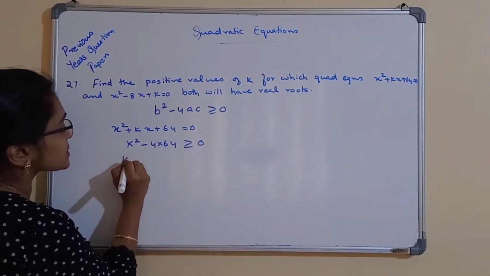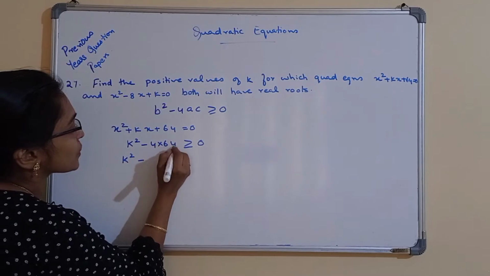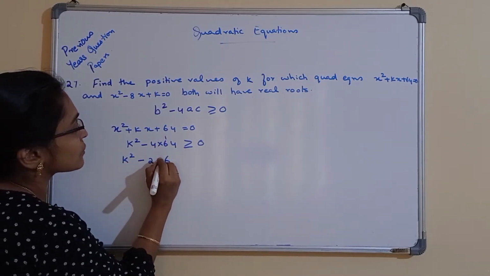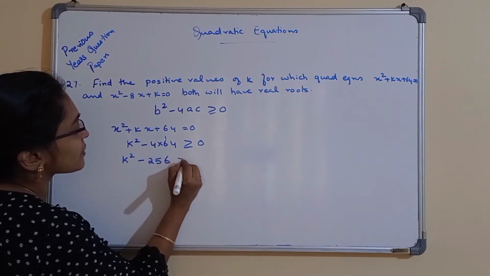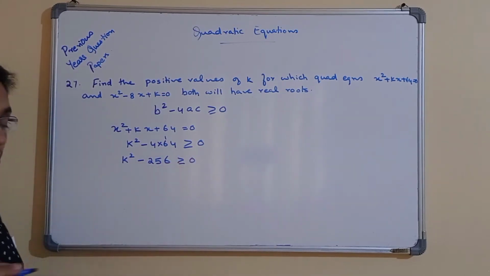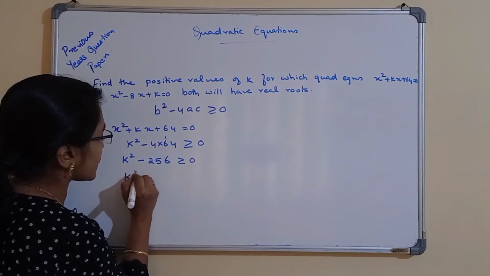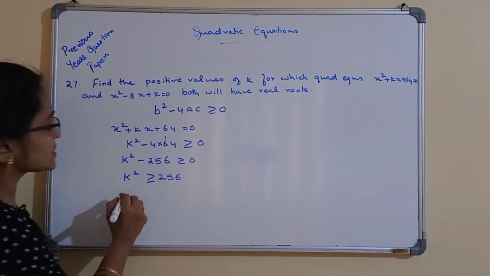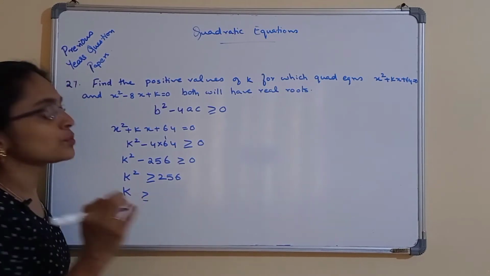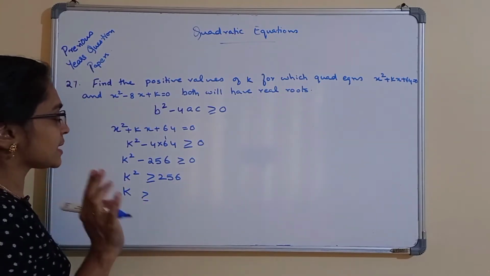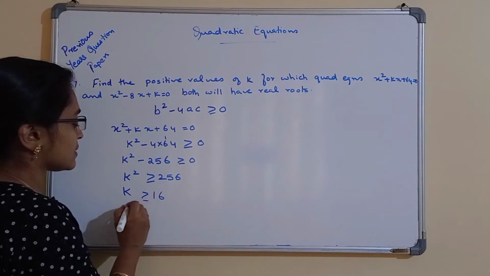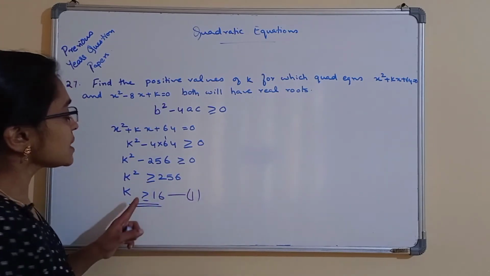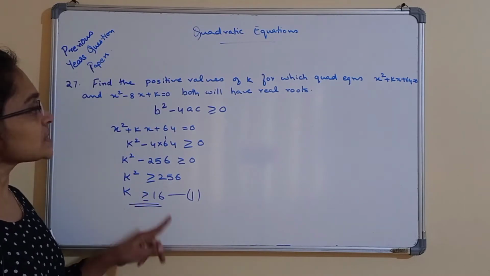That is k square minus 4 into 64, which is 256, greater than or equal to 0, which means k square is greater than or equal to 256. That is, k is greater than or equal to root of 256, that is 16. K is greater than or equal to 16. From this we got equation 1 as k is greater than or equal to 16.